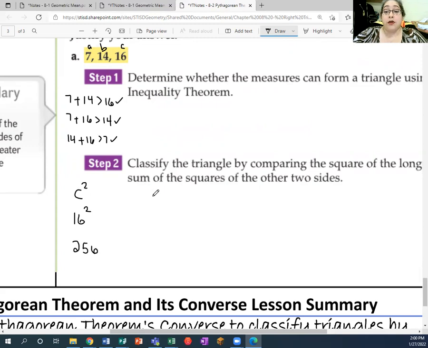All right, and now I'm going to look at the sums of the squares of the other two sides. That's A squared plus B squared. A was 7. B was 14. 7 squared is 49. 14 squared is 196. And 49 plus 196 is 245.